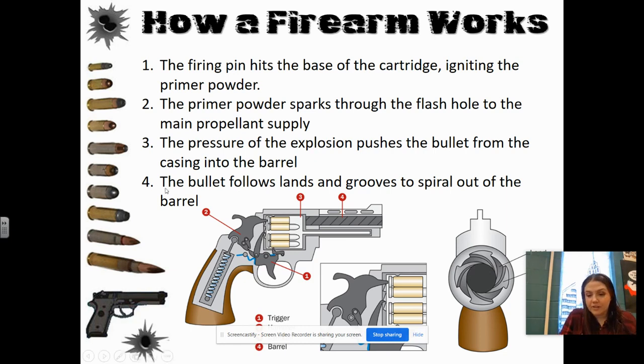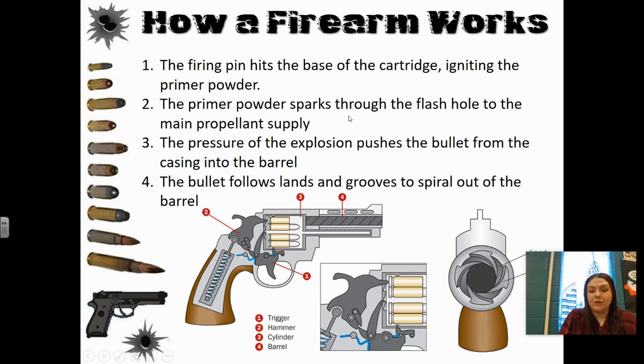So, how a firearm works. Again, there's a lot more detail I could go into, but for the people who really don't know anything about a gun, I want to give a little bit of basics. Number 1, the firing pin hits the base. The firing pin right here is going to hit the base of the cartridge, igniting the primer powder. It is like a little mini explosion.